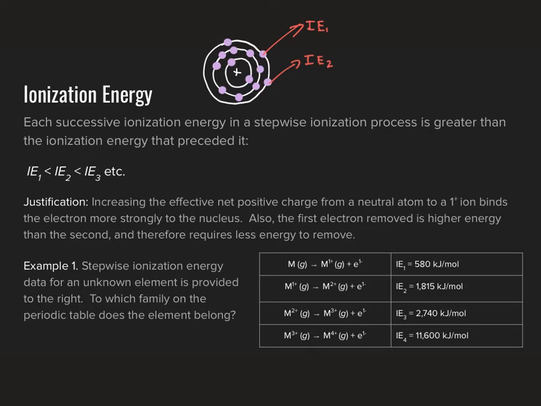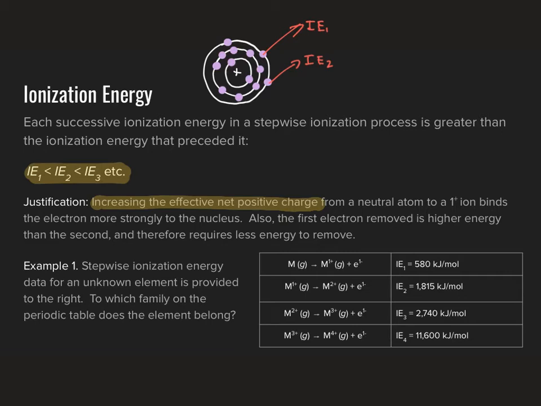As it turns out, for each successive ionization energy in a stepwise ionization process, the ionization energy will always be greater than the ionization energies which preceded it. That is, removing the second electron is always harder than removing the first. And that should make logical sense because effectively, if we remove an electron from an atom, we turn it into a positively charged cation. And to remove a second electron from that same atom, that would imply now that we've increased the effective net positive charge on the species from what had originally been a neutral atom to now a positively charged cation.